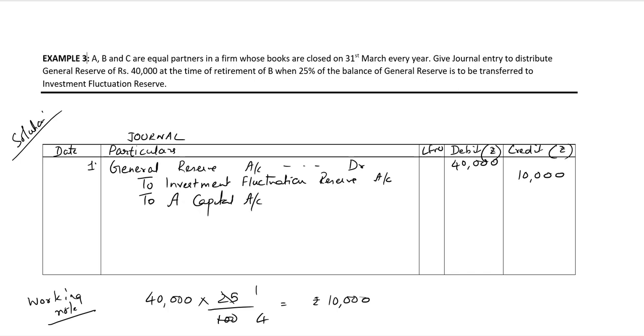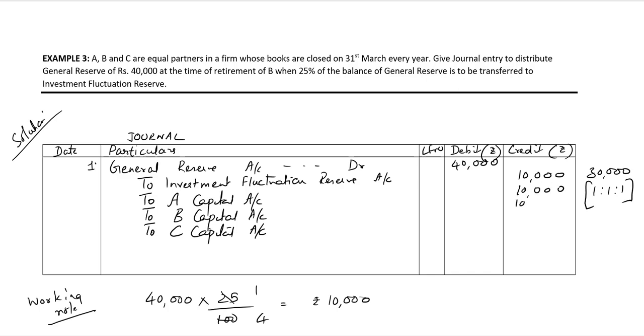To A capital account, to B capital account, to C capital account. The remainder general reserve, rupees 30,000. A, B and C are equal partners, so it's 1:1:1 their OPSR. So we get 10,000 against each of the partners.